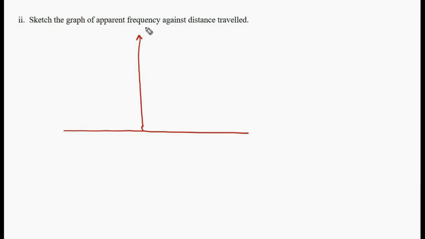The apparent frequency FA has unit hertz, plotted against distance x in meters. Over here is 500 for the stationary source. When the observer moves towards the source, the value we just calculated is 535.66. When the observer moves away, the value is 464.34.